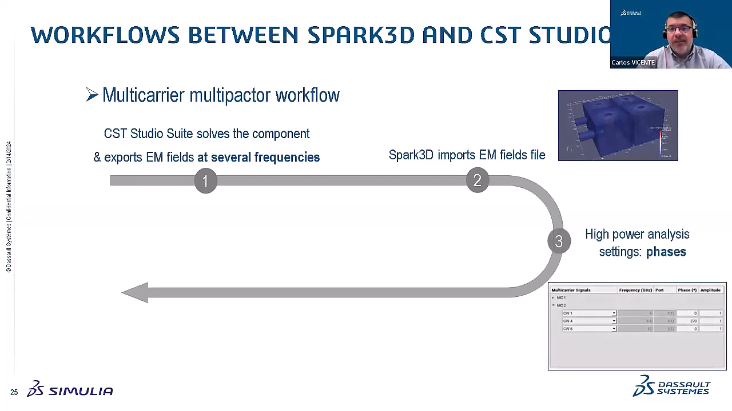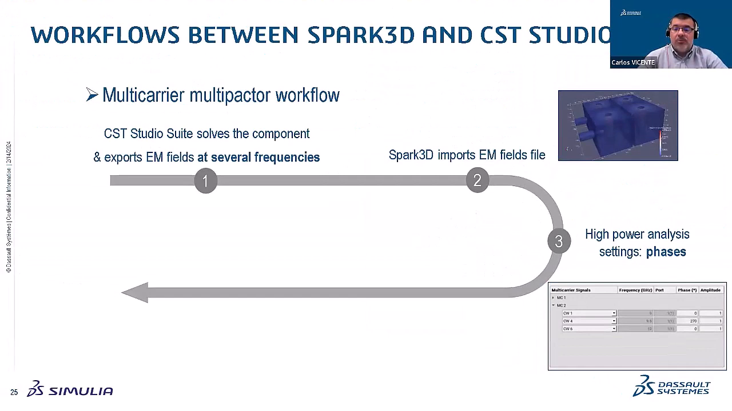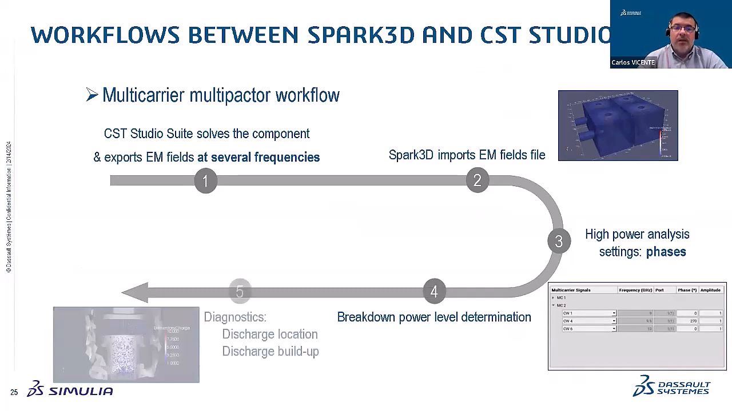The difference here is that you have to take those frequencies and combine those signals to generate a multi-carrier signal. You can add phases and so on, and set the relative phases between the carriers that you have imported. Once you do that, you do the same: you can calculate the breakdown for that particular multi-carrier signal, and you can perform diagnostics.